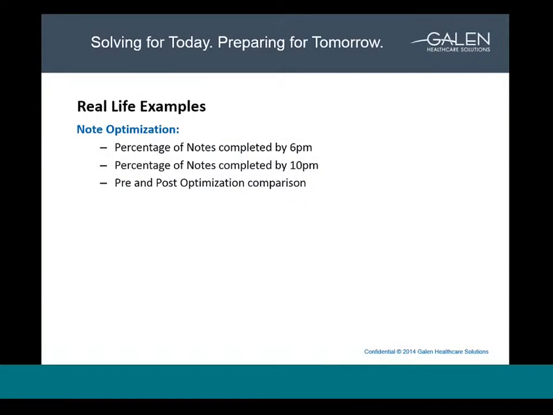The next example is going to show how a practice did after a note optimization. For this, we wanted to get an idea of how many notes the providers were able to finish during business hours and how many they actually had to take home and finish. Knowing this, we set the metrics to pull information on notes that were completed by 6 p.m. and notes that were completed by 10 p.m. And again, we're going to look at pre- and post-optimization comparisons.